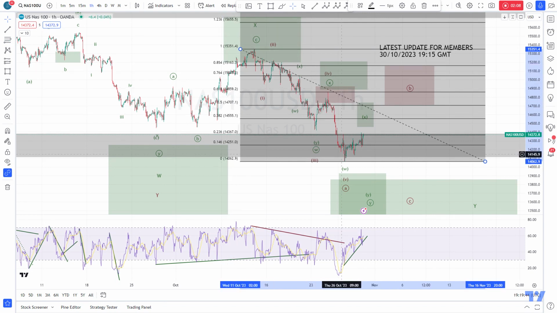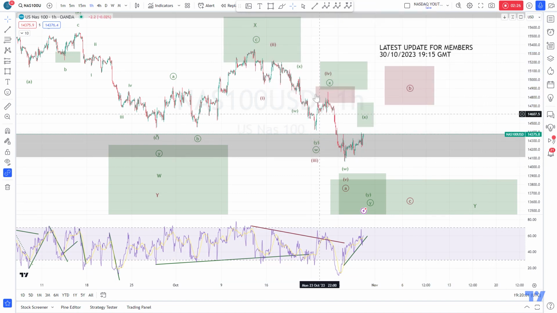If we take the length of the wave A, this looks finished now. Then here the area between the 0.5 and the 0.854 FIB retracement is the area where we should go as a wave B. Now, there is also a possibility that we are doing this wave Y down here as a WXY structure, and that would actually be the fastest way to complete this structure.